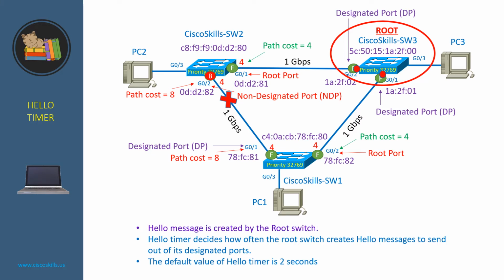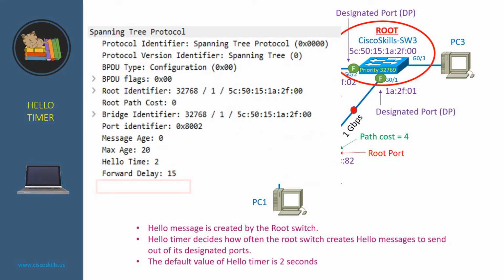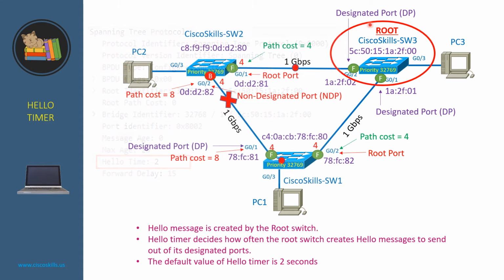As you know, the Hello message is created by the root switch. The Hello Timer decides how often the root switch creates a Hello message to send out of its designated port. The default value of the Hello Timer is 2 seconds, which means every 2 seconds the root switch will generate the Hello message to send out of its designated port by default.